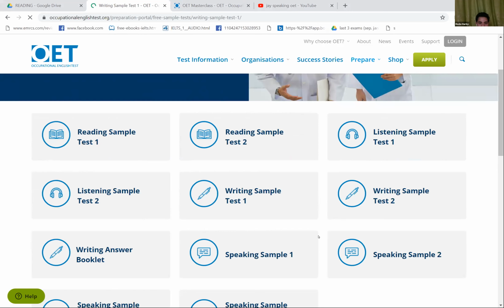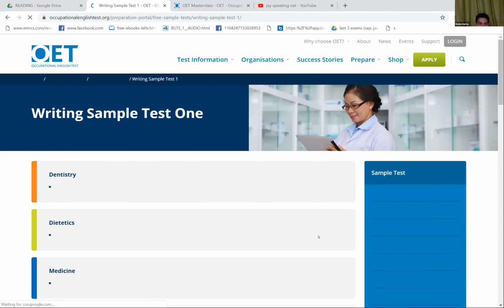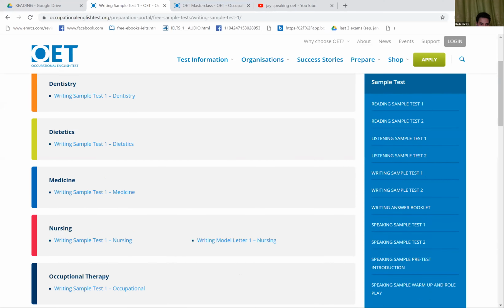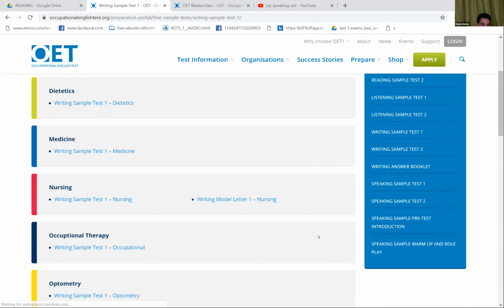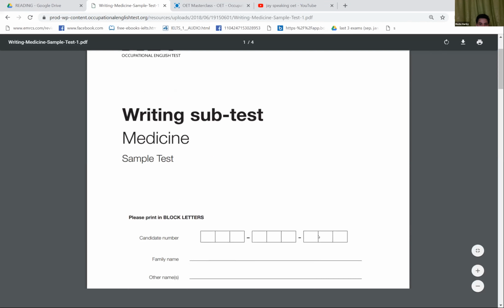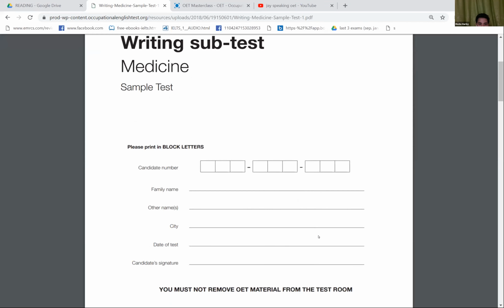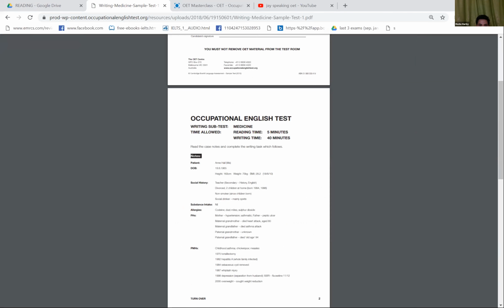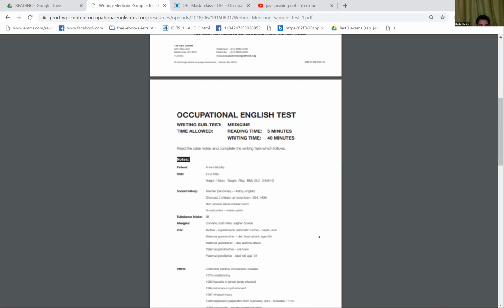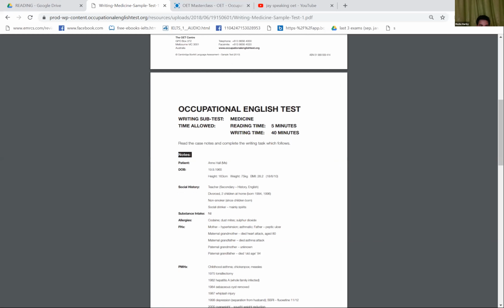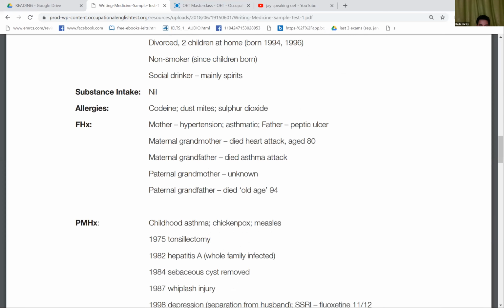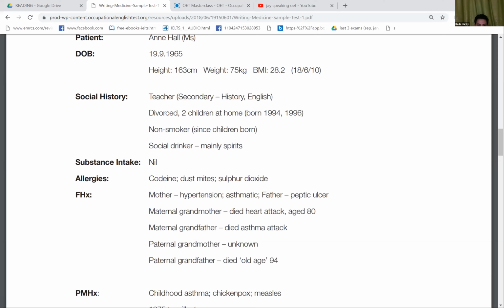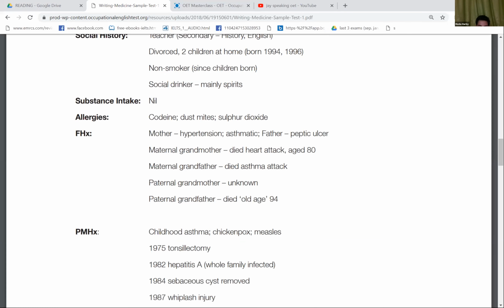By the way, this will be available on the official website. You will click medicine, and you will see this is the free sample. And by the way, the exam will be like this. The notes, this is the case notes. You will not start by reading the case notes. You will start from here.